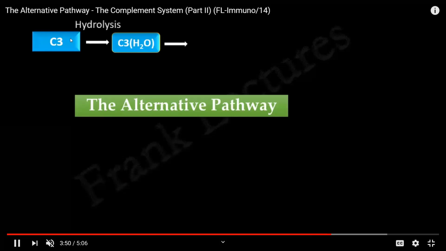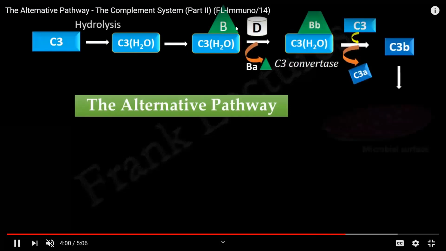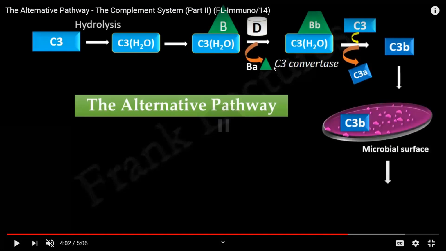Until now, what we have seen is that C3 hydrolysis has occurred, forming C3 water, on which factor B came and joined. Then D came and cleaved B into Bb and Ba. Then Ba was released, and Bb remained attached to C3 water, and this forms the C3 convertase. Whenever C3 came and joined to this convertase, it was cleaved into C3b and C3a. Then sometimes C3b goes and attaches itself to the microbial surface.